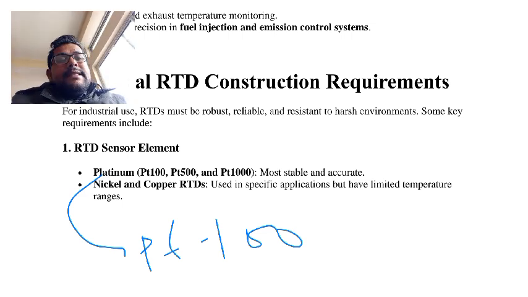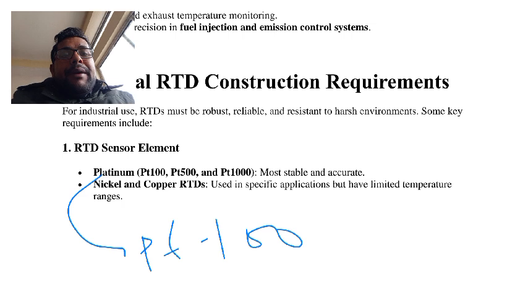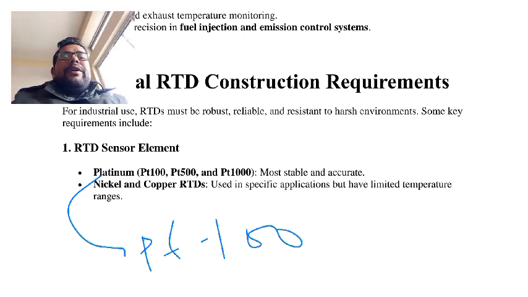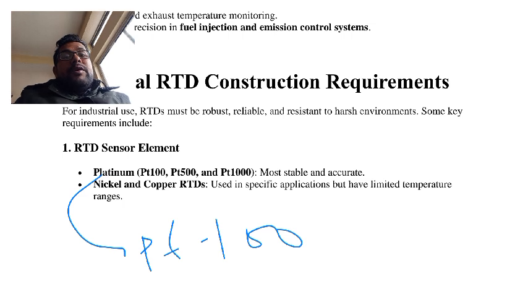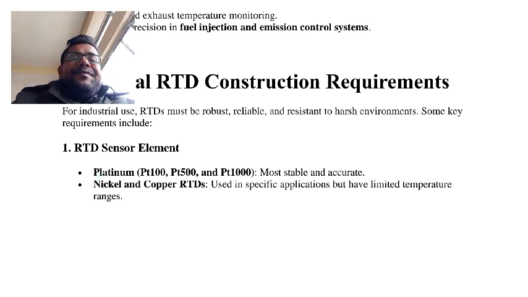PT100 means its resistance is 100 ohm at 0 degrees Celsius. PT500 means its resistance is 500 ohm at 0 degrees Celsius. PT1000 means its resistance is 1000 ohm at 0 degrees Celsius. For the sensing element we need platinum. Why? Because it is the most stable and accurate, because it has more linearity. So these are the requirements we get from the RTD.